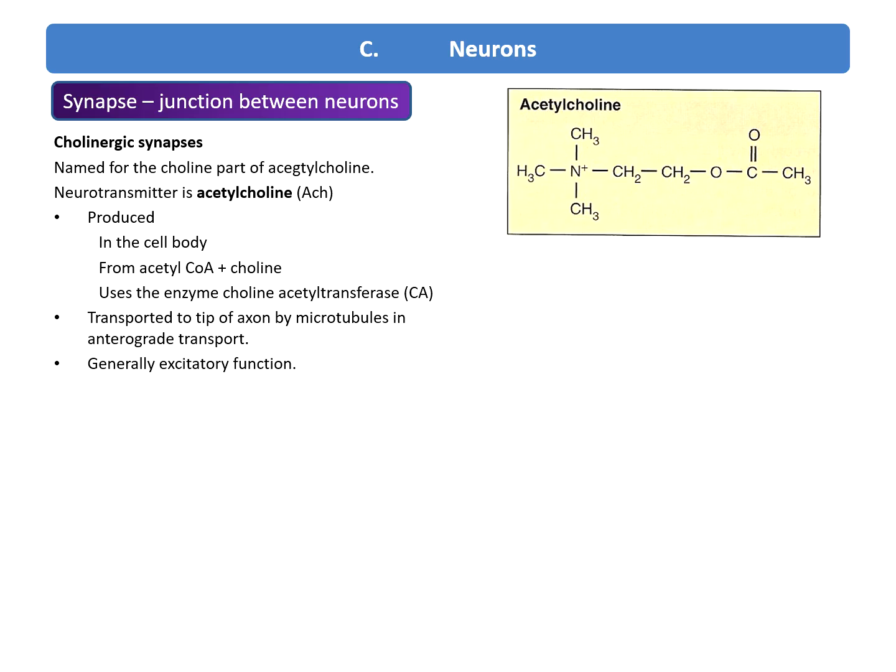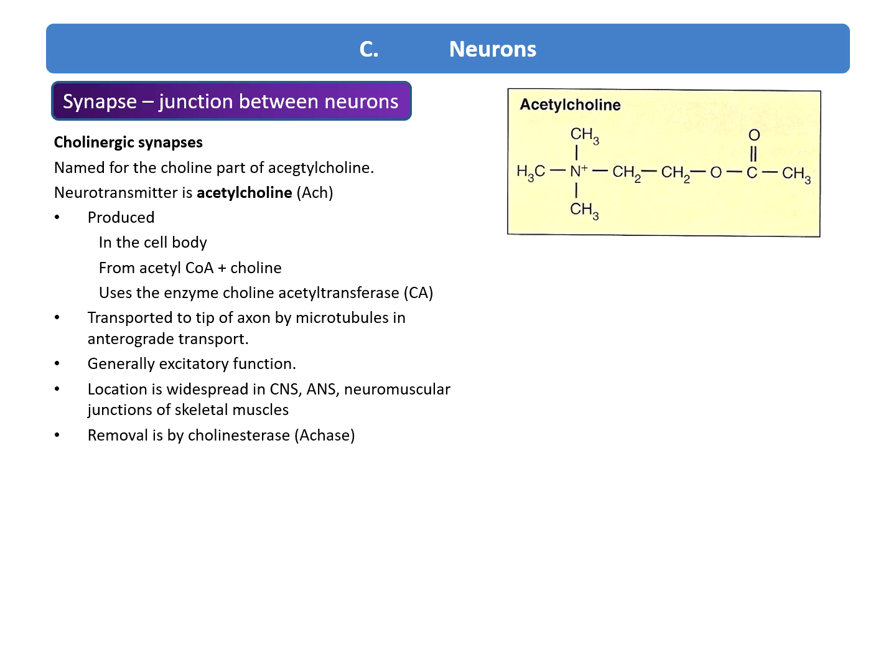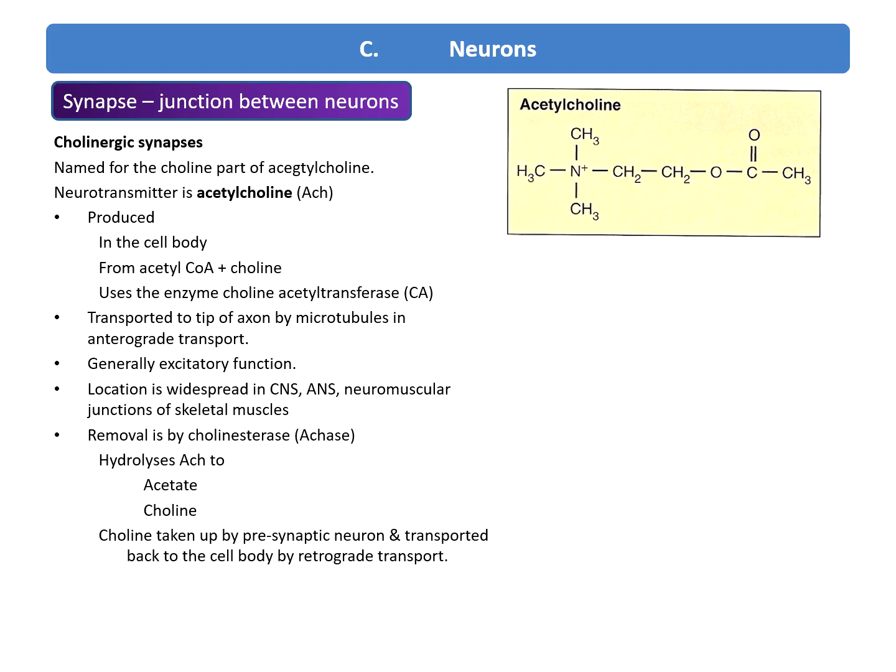It's generally excitatory throughout the nervous system. It's found in the central nervous system, the autonomic nervous system, and of course in the neuromuscular junctions of skeletal muscles. It's removed by an enzyme called cholinesterase, or AChE. It's hydrolyzed to acetate and choline. The choline is taken back up by the presynaptic neuron, transported to the cell body, and used to manufacture more of the neurotransmitter.